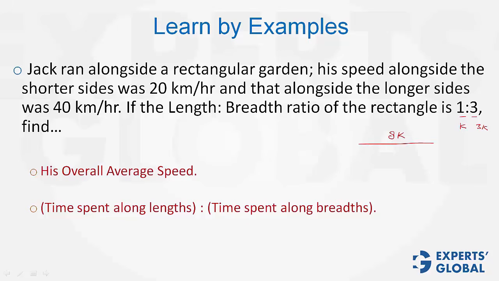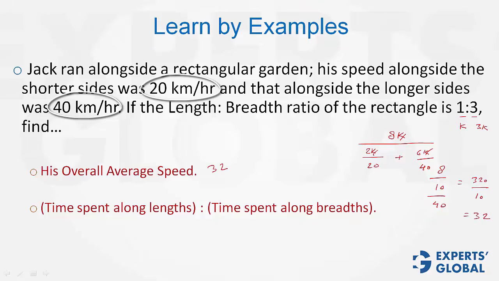Total time taken would be, along the shorter sides, k plus k equals 2k. That's the distance. Speed along the shorter side is 20. Along the longer side, the distance is 6k, and the speed is 40. All the k's get canceled. We just have to be a bit careful with the calculation here. This turns out to be 320 divided by 10, and that is 32. So the average speed is 32 kilometers an hour.